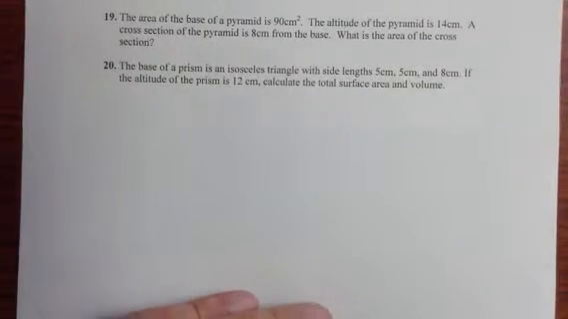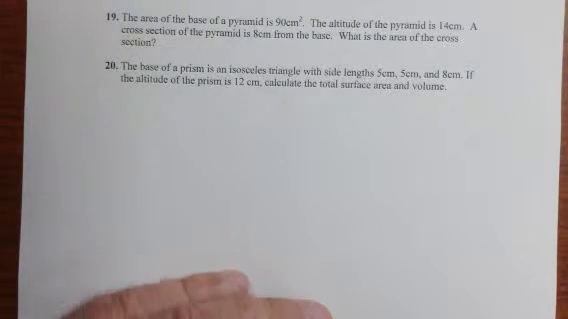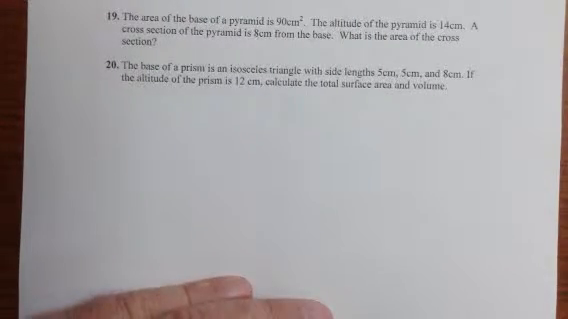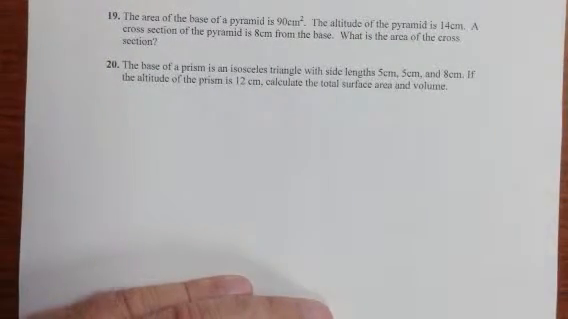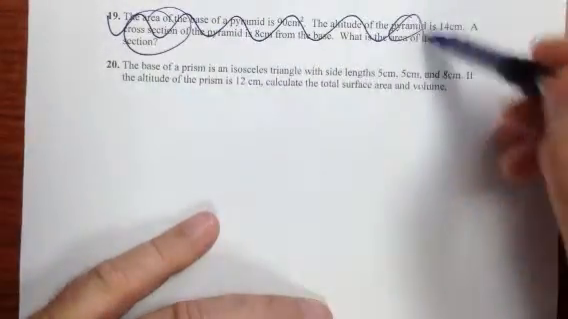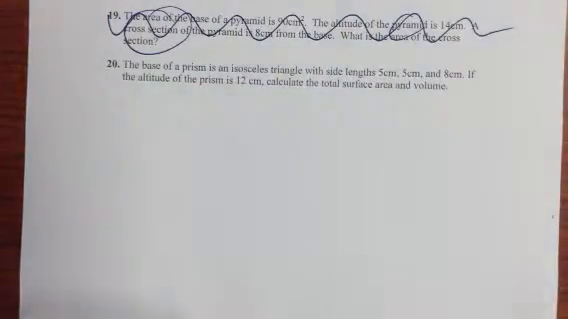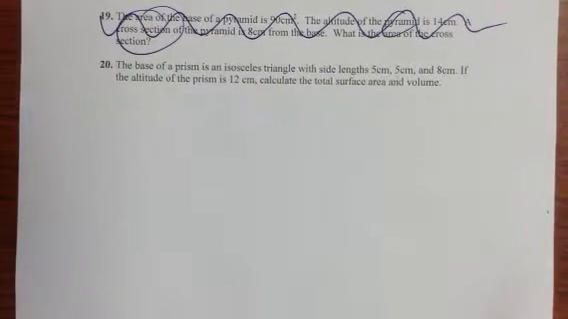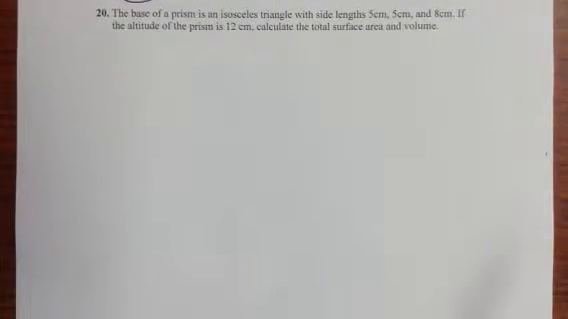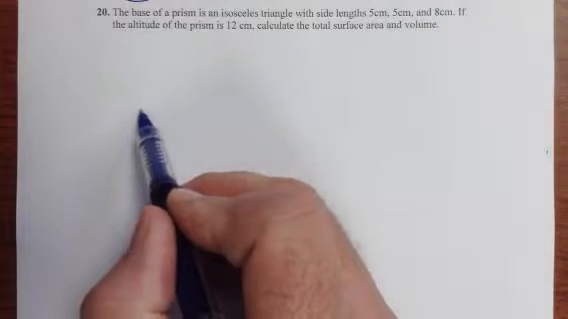Number 19, the area of the base of a pyramid is 90 centimeters squared. The altitude of the pyramid is 14. A cross section, we did not deal with cross section at all, so you can throw out 19. No need to worry. Poof, it's gone.